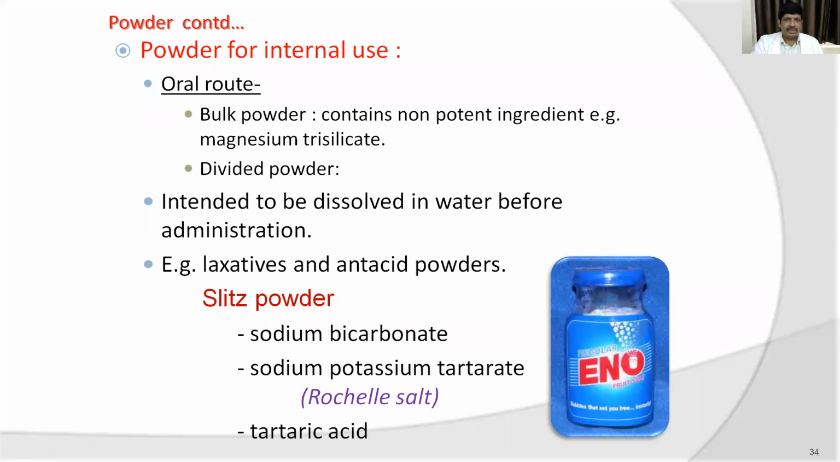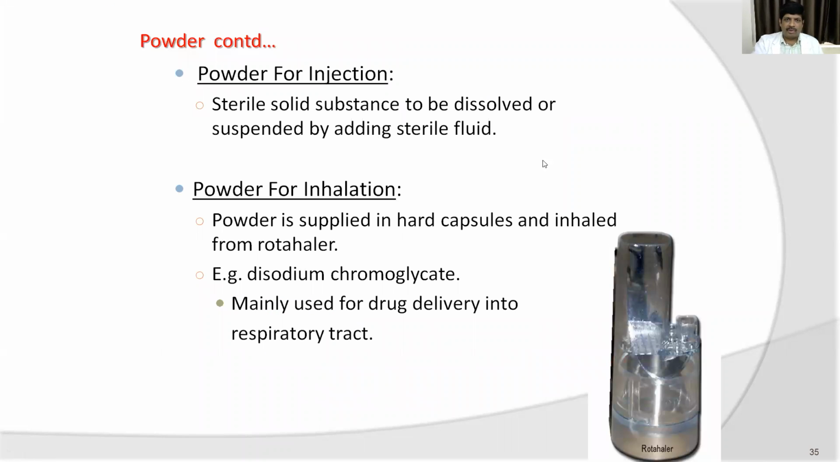See another example of a dosage form: bulk powder, and powder for injection. Many times you must have seen antibiotics that come in powder form in a vial. You need to mix water for injection, dissolve it, and then give it. So that is powder for injection.